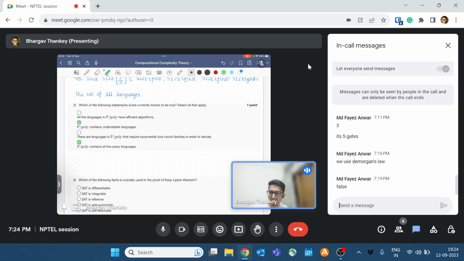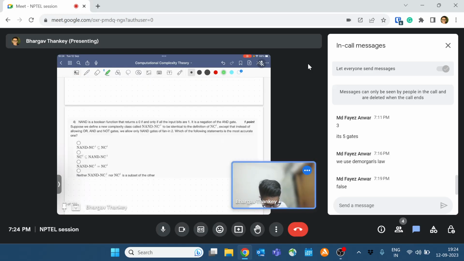So did you see this in class, that P slash poly contains all unary languages? Or should I prove it? Can you prove that? Okay, yeah.